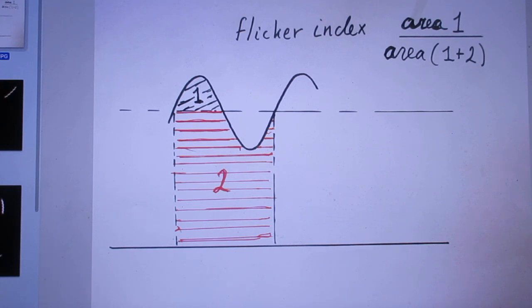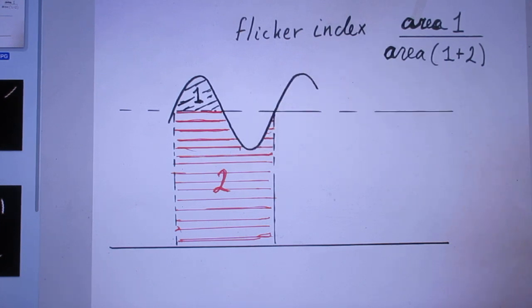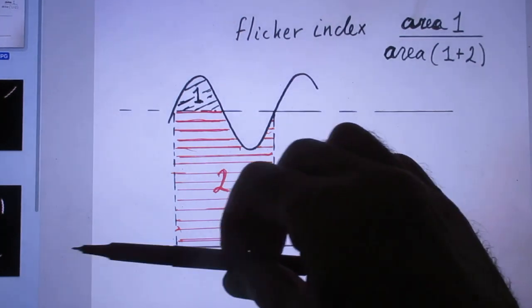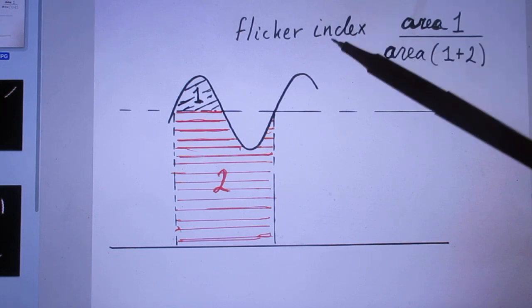What counts in this case is what's called the flicker index. You see here a picture of a fluctuating light output of a lamp. It doesn't have to be sinusoidal, but I have a sinusoidal line here, a fluctuation. And so this is 0. This is at maximum light and this is the minimum light.